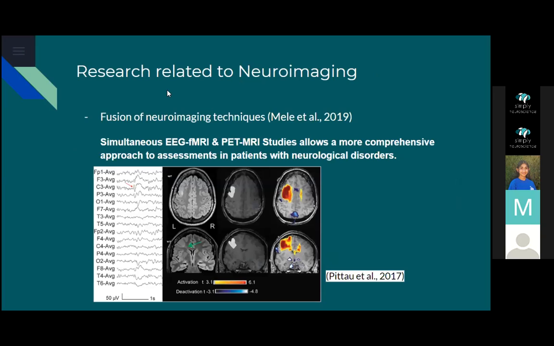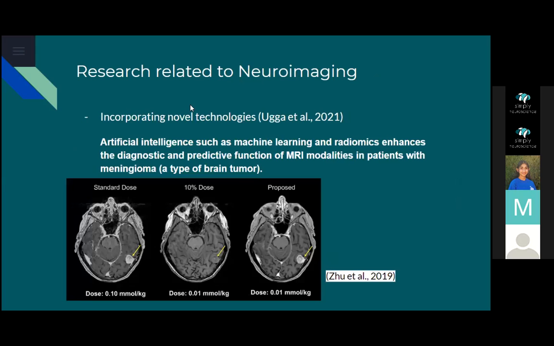In terms of research that has come out of neuroimaging techniques, it's usually done with a fusion of neuroimaging techniques. In this diagram, this was an example of a study that simultaneously used MRIs and PET scans to show a more comprehensive approach to assessments in patients with neurological disorders. Next slide.